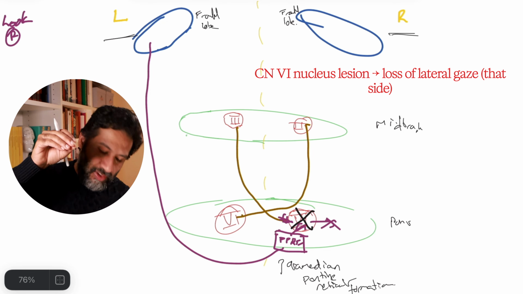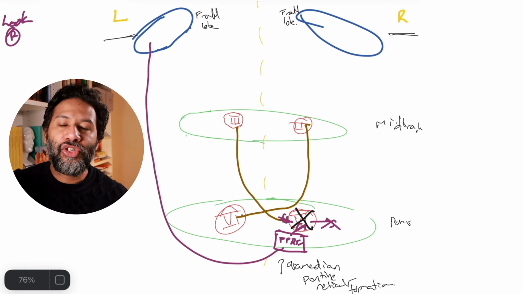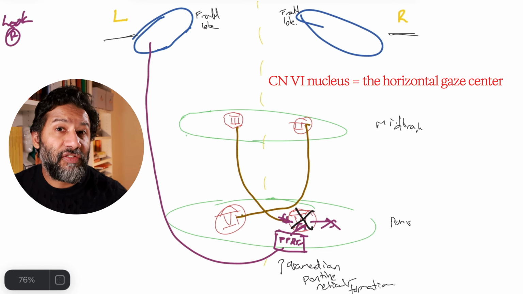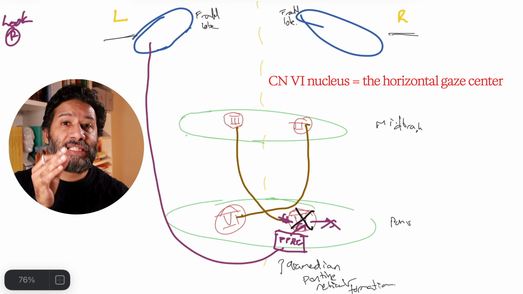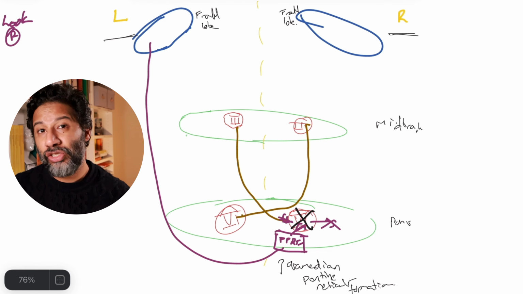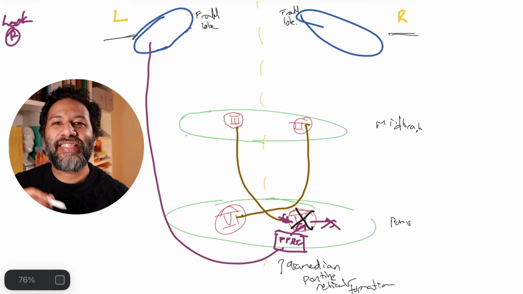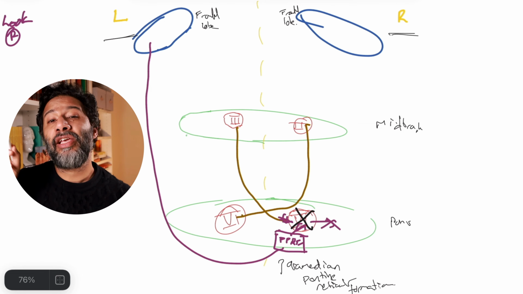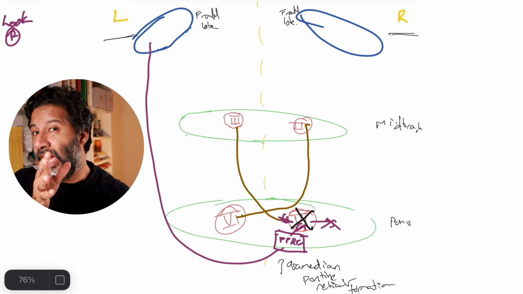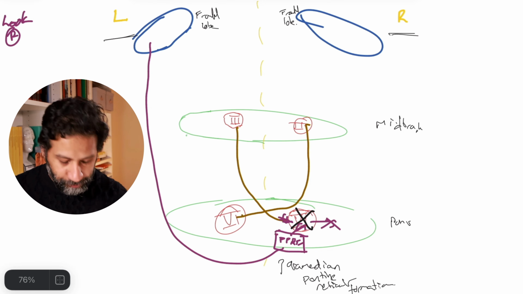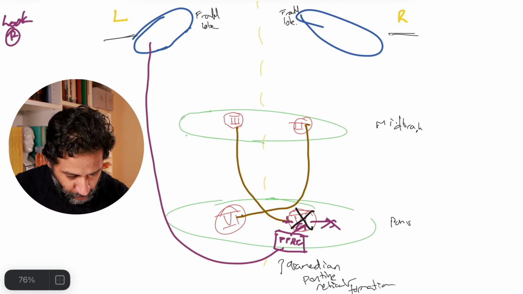And so if you want to think about where the horizontal gaze center in the brainstem is, really it's the 6th nerve as well. So never forget that the 6th nerve nucleus lesion leads to lateral gaze loss to that side. A right-sided 6th nerve nucleus lesion, you will lose gaze to the right side. The eyes cannot move to the right at all. They can move to the left, but they can't move to the right. Okay, so that's loss of one side.